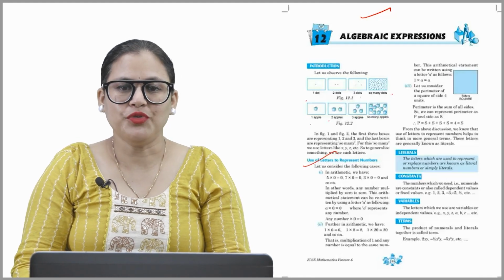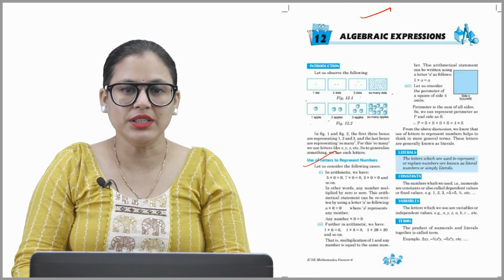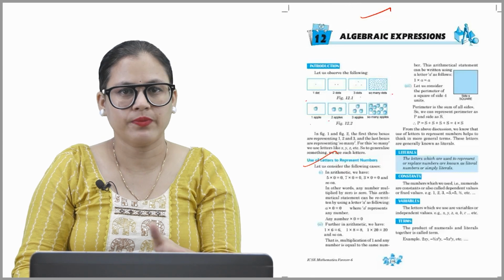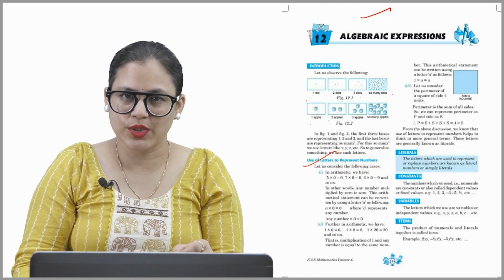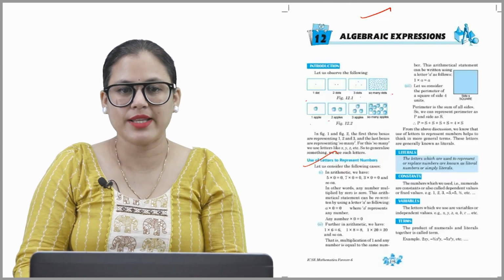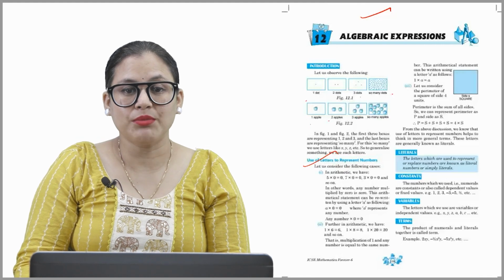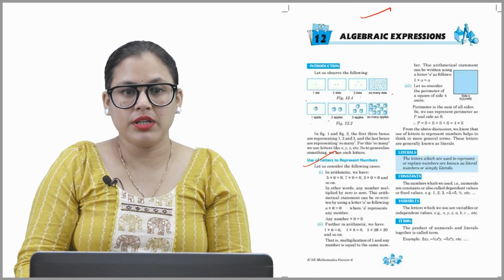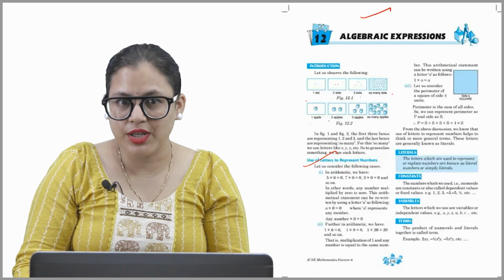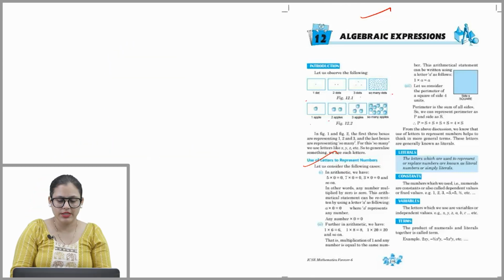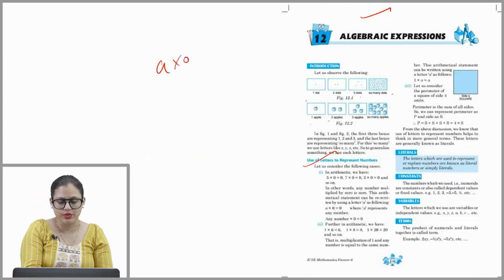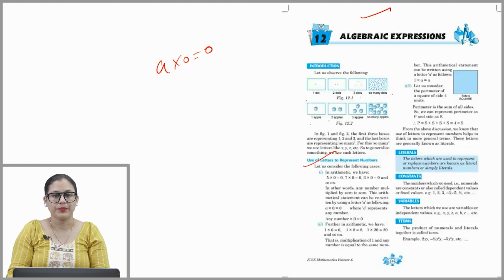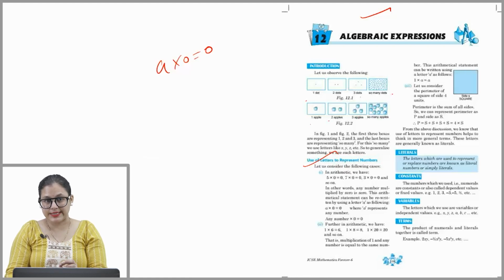Let us consider the following cases. Number 1, in arithmetic, we have 5 into 0, 7 into 0 is equal to 0, and so on. In other words, any number multiplied by 0 is 0. This arithmetical statement can be rewritten by using a letter a, that is, a into 0 is equal to 0, where a represents any number. So any number into 0 is equal to 0.